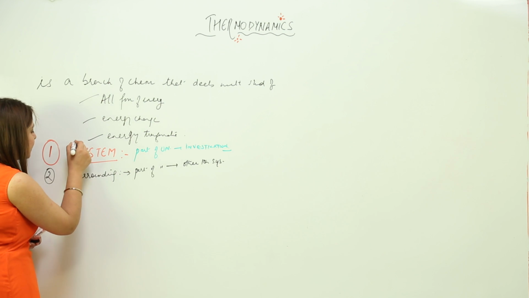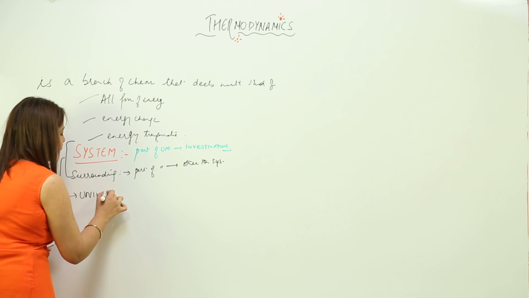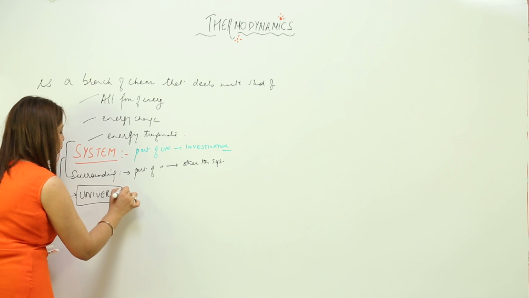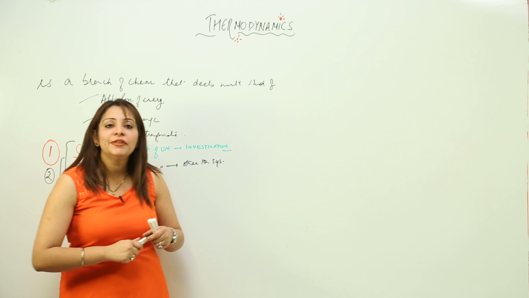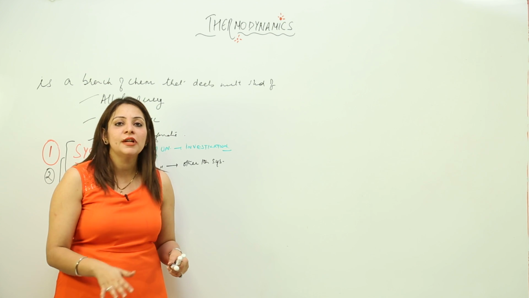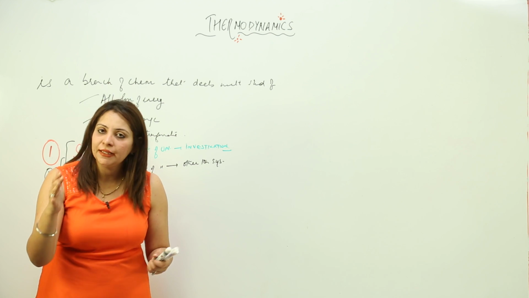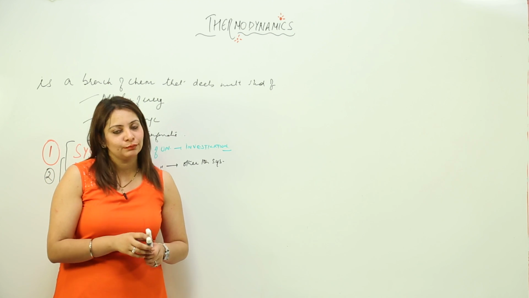And you know, system and surrounding, when they combine, give rise to the universe. So the components of the universe are two: the system which is under investigation, and second, the surrounding, which is everything left behind the system. So system plus surrounding makes the universe.